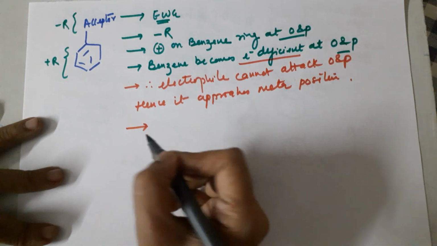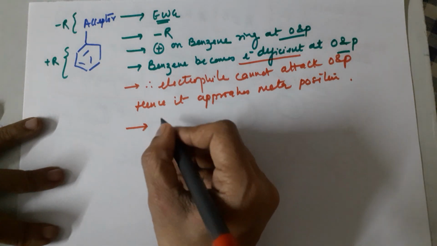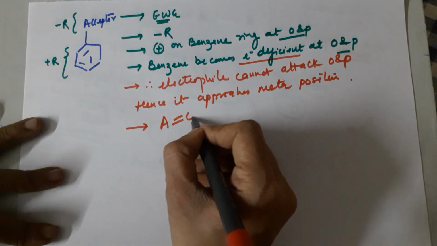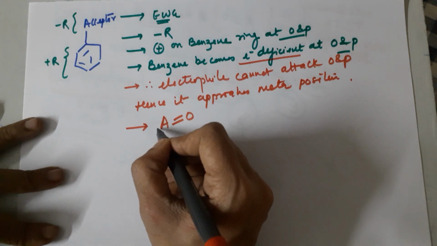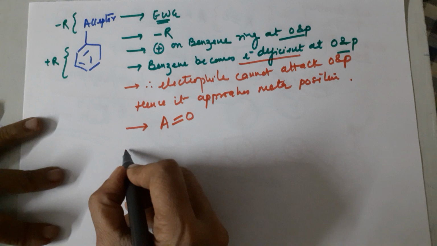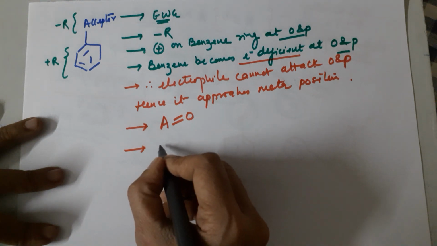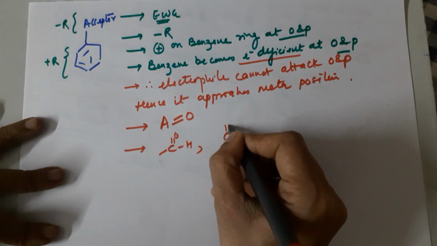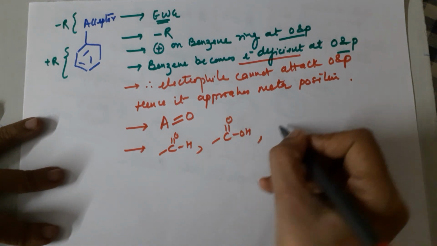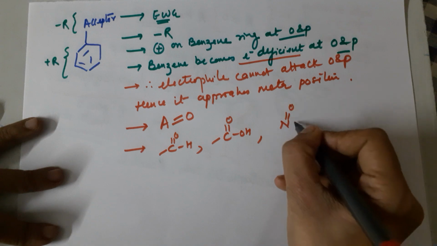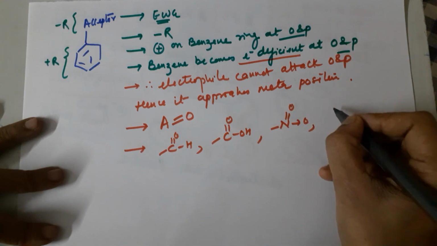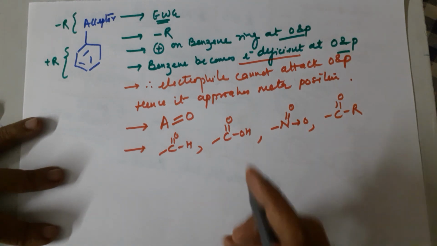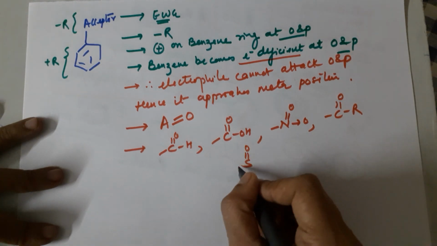Now, under this category, you have generally this acceptor atom has a double bond to O, because this should not have any lone pair which is bonded to the benzene ring. Under this category, your groups are aldehyde, carboxylic acid, nitro, ketone, etc. Also sulfonic acid.